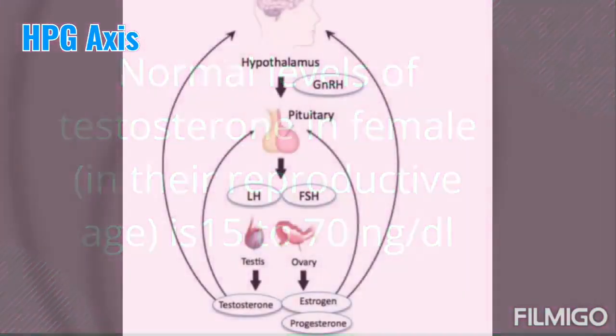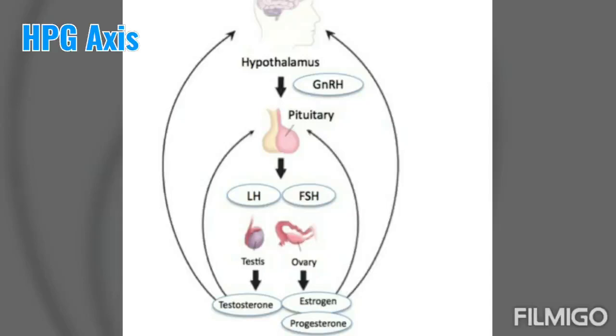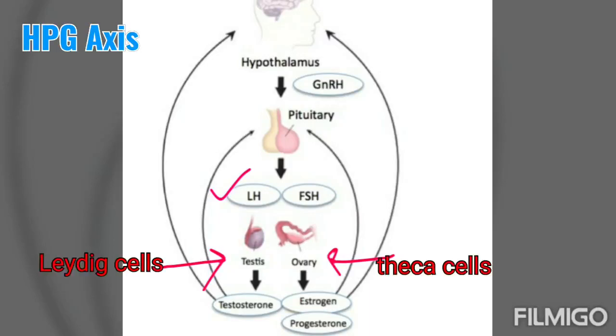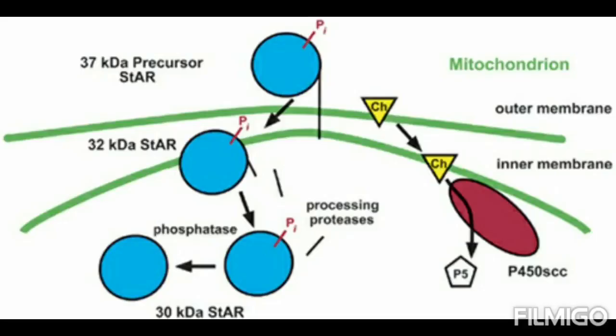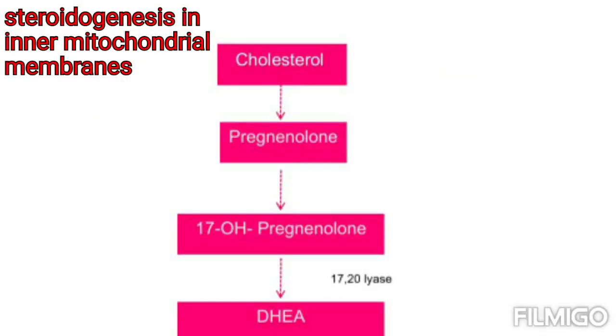Let's see how the hypothalamus-pituitary-gonadal, or HPG, axis functions. Sex hormone synthesis is controlled by the pulsatile release of hypothalamic gonadotropin-releasing hormone, or GnRH. At the pituitary gland, GnRH stimulates the release of luteinizing hormone and FSH into the general circulation. LH then binds to its target cells, those are Leydig cells in males and theca cells in females, and increases the expression of steroidogenic acute regulatory protein, or StAR. StAR promotes the transfer of cholesterol to the inner mitochondrial membrane and initiates steroidogenesis.